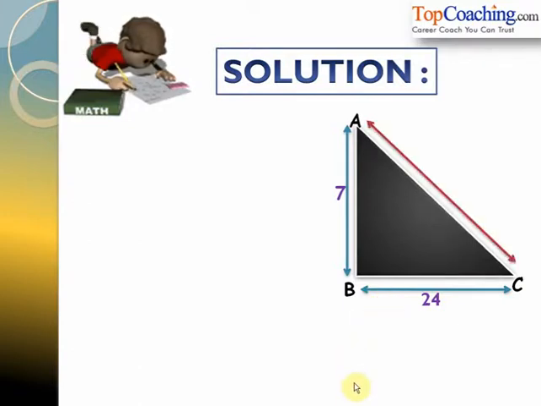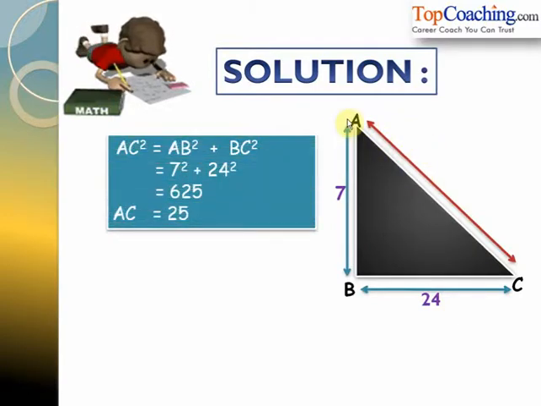So first of all, what is the length of AC? This we can find out using the Pythagoras theorem. So AC square is equal to AB square plus BC square. This is the Pythagoras theorem. Now we know the value of AB as equal to 7 and we know the value of BC as equal to 24. When we substitute these values over here, we get AC square equal to 7 square plus 24 square. Now 7 square is equal to 49 and 24 square is equal to 576. When we add them, what we get is 625. So AC square is equal to 625, or we can say AC is equal to 25 centimeters. Thus this length AC is equal to 25 centimeters.